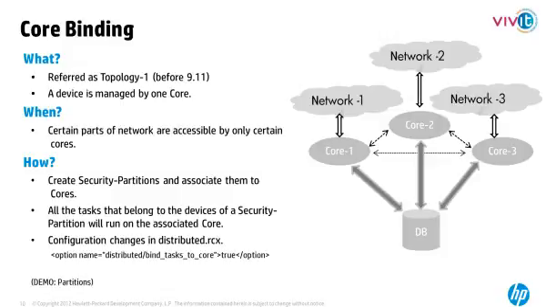So when certain parts of the network are accessible only to certain cores, we want to go for this, and we'll discuss some more pros and cons. And how to do that? To do a core binding topology, the first thing you want to do is create a security partition. When you're trying to create a partition, it asks you to associate particular devices or groups. So your entire inventory you are dividing into partitions, and each partition you are assigning to a particular core.